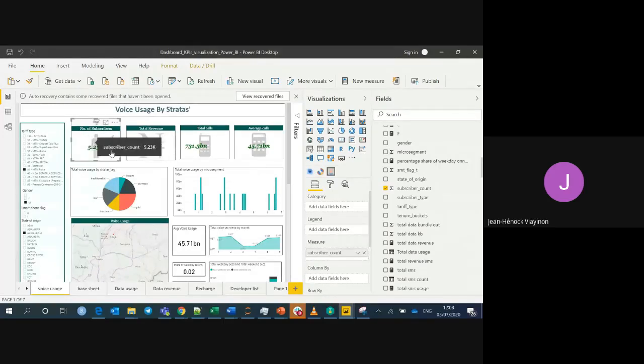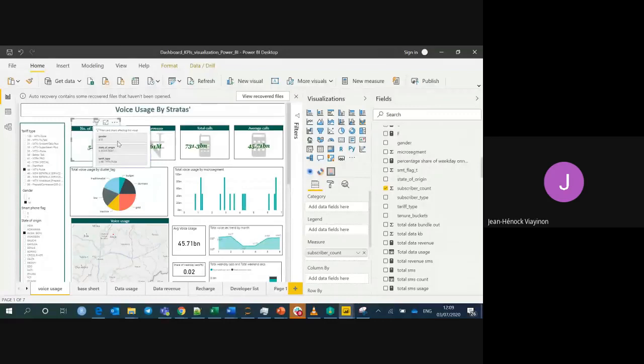So you are going to see here in the filtering things, there is some filtering here. If I point this, you can see that it's actually filtered on gender, and it's also filtered on state of origin, and also filtered on tariff type. So we are going to remove all those filters to get the total count of subscriber.